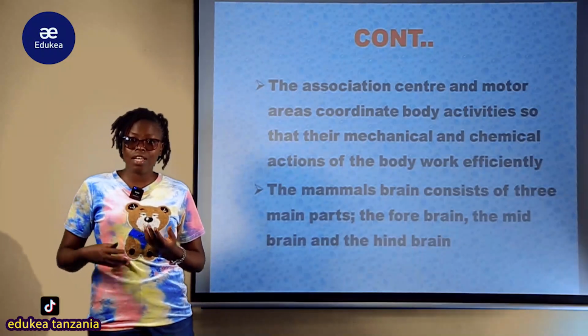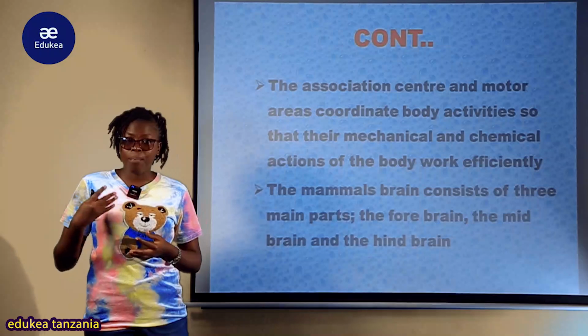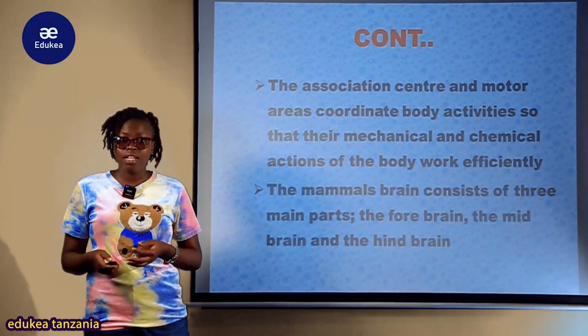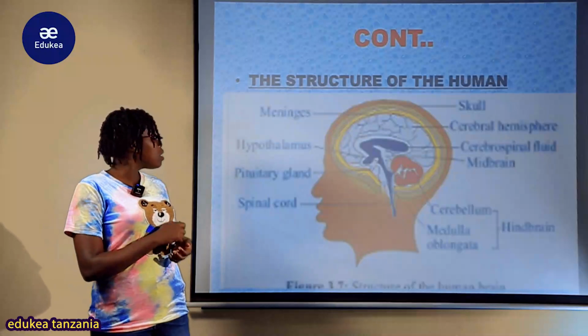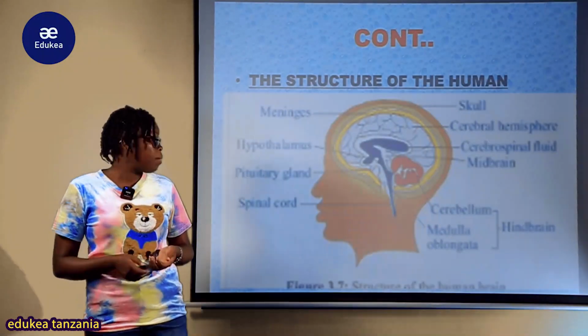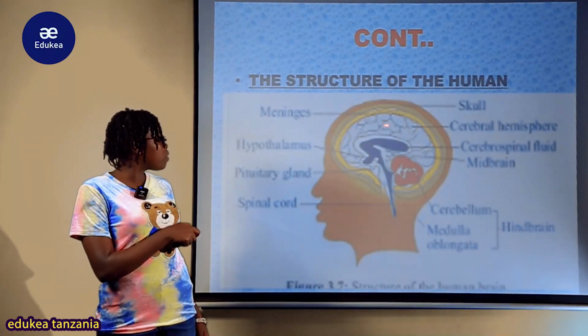Sasa we are going to discuss in detail these main parts of the brain, their function, their structure, and how they are adapted to ensure that the person brings appropriate mechanical and chemical action to a designed stimulus. So this is the structure of the human brain. Hii hapa ni structure ya ubongo wa binadamu, as you see here. Hapa kwa ndani, hii hapa nyeupe ndio ubongo wa binadamu.